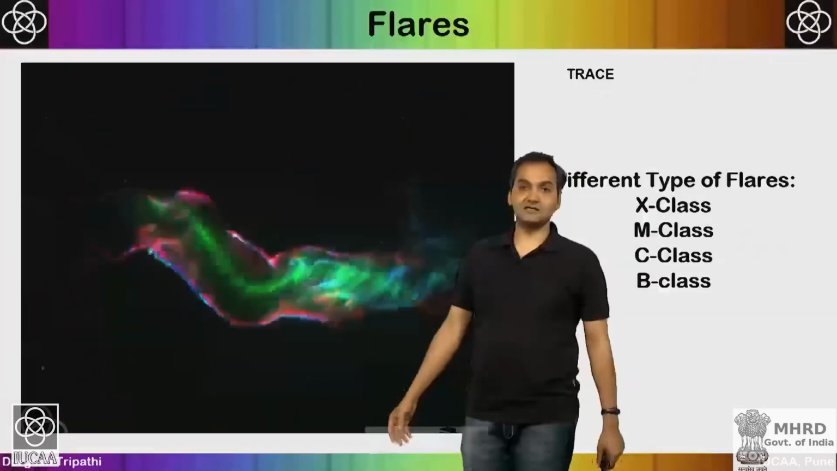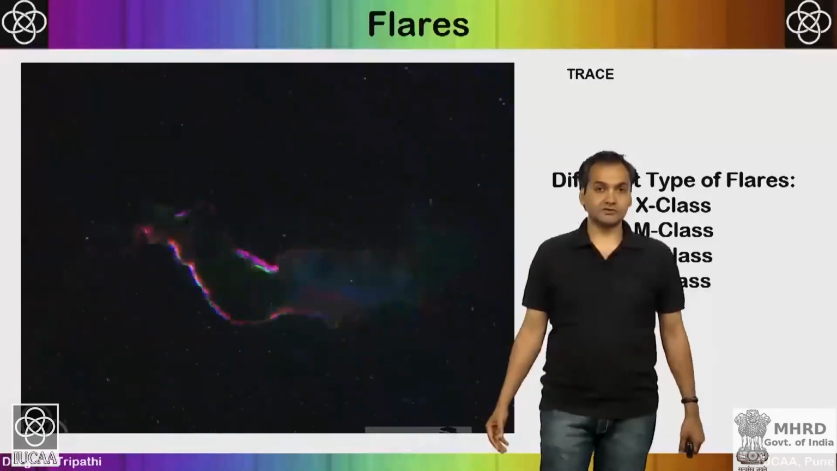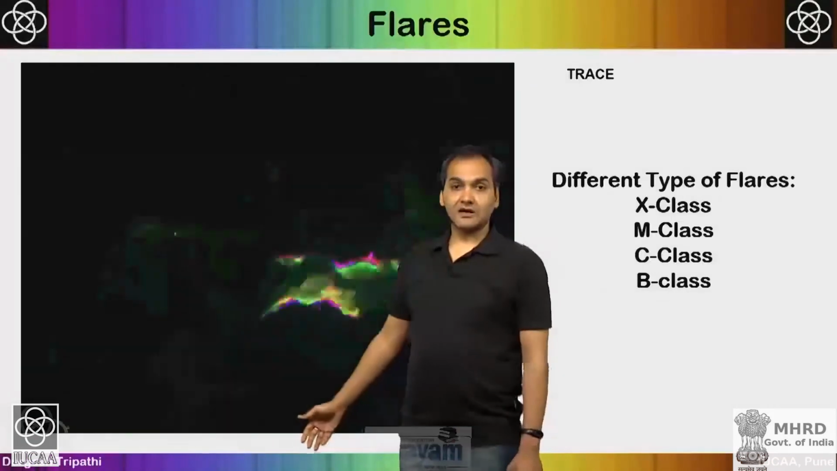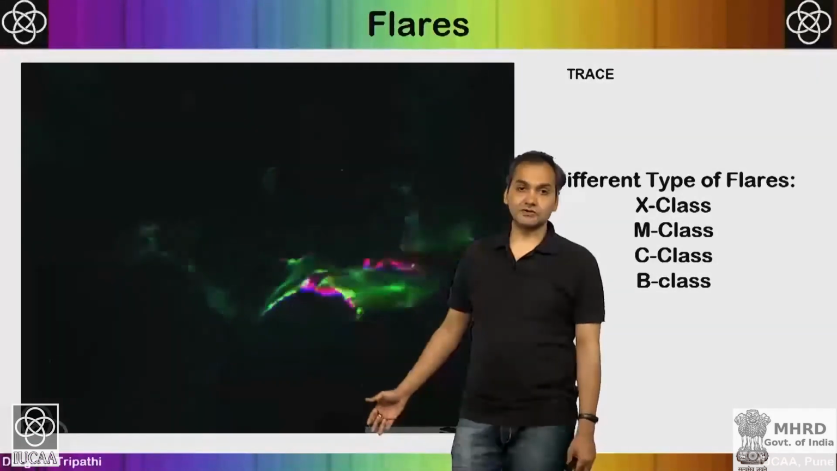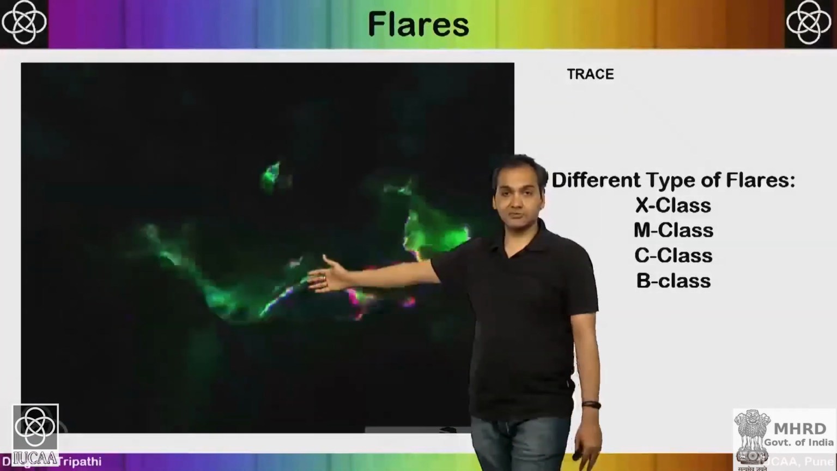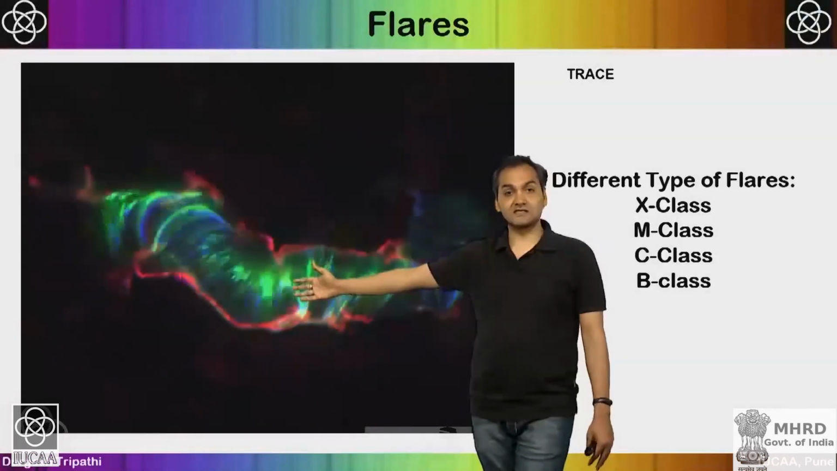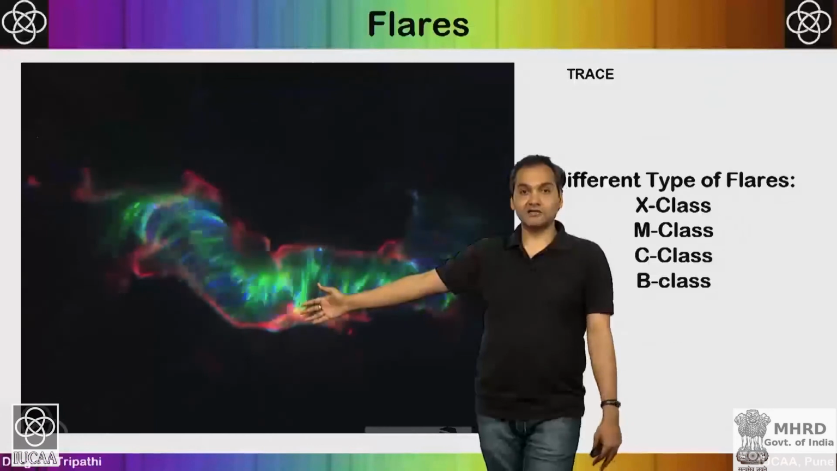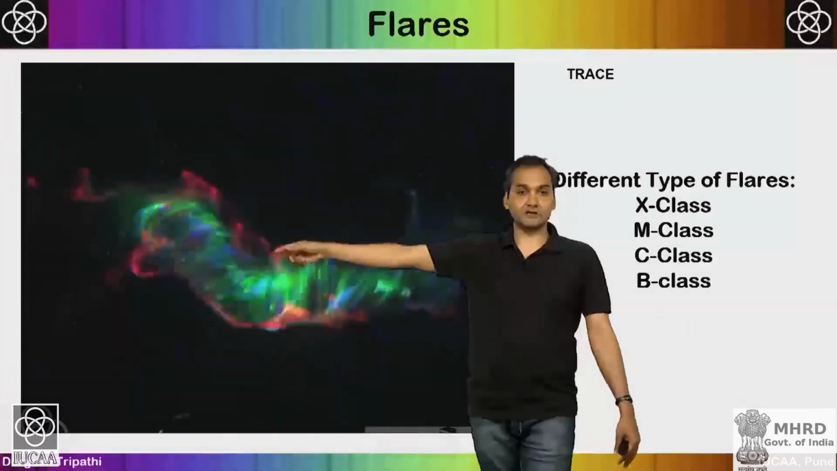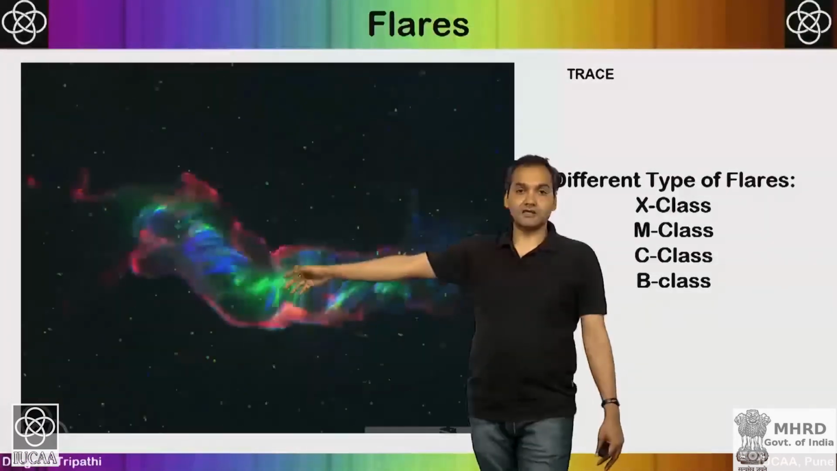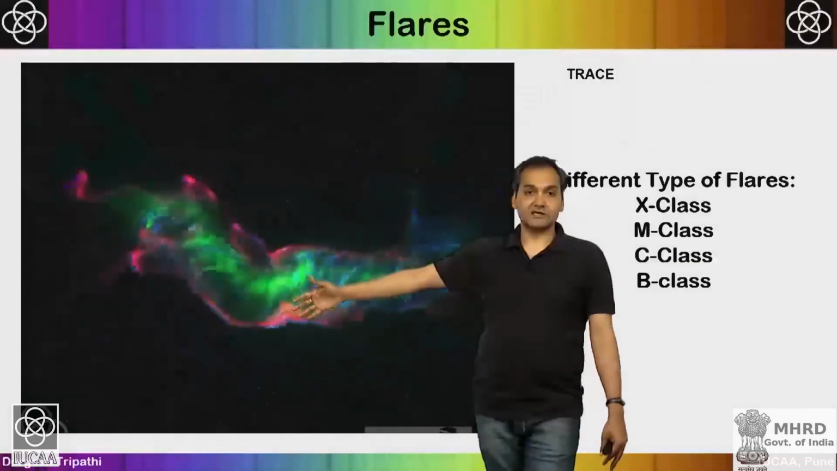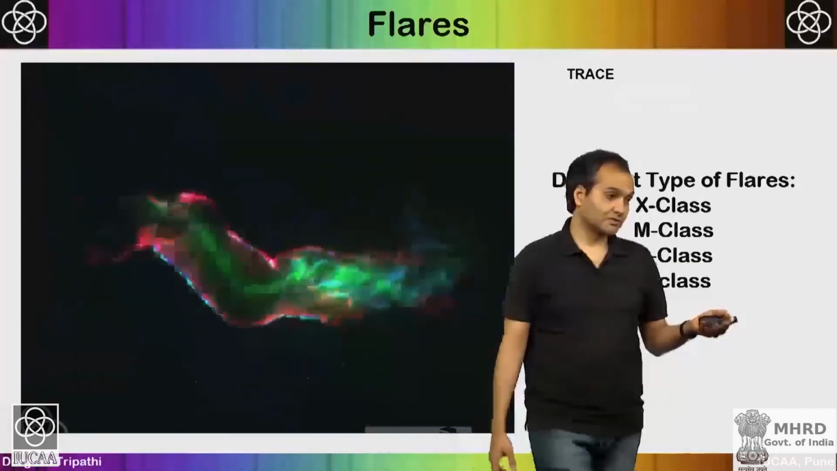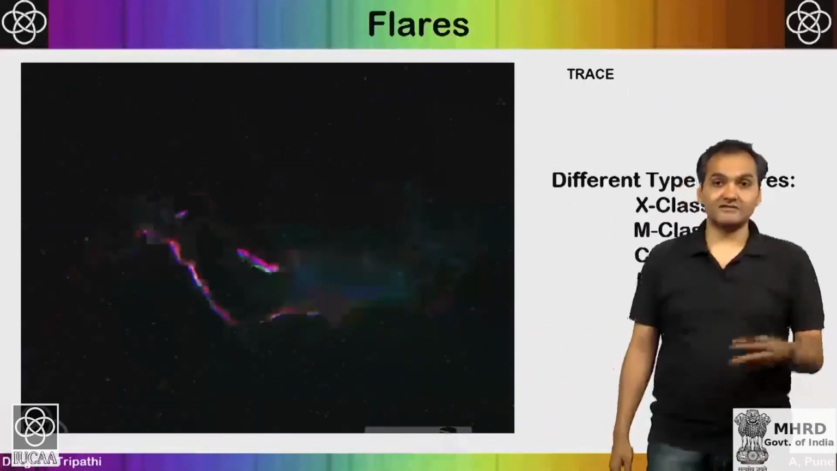This is the Bastille Day flare which happened in 2002, taken by TRACE, and there are three different filters. The three different colors represent three different filters, which essentially means three different temperatures of plasma. You see only a part of the disk very close to the disk center, and you see a sudden brightening appearing and the formation of these loops, which you also see in the Udaipur Solar Observatory H-alpha observation of a flare.